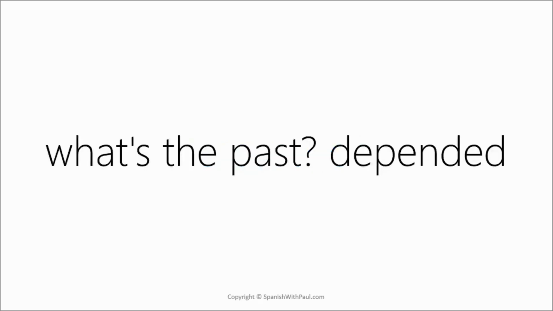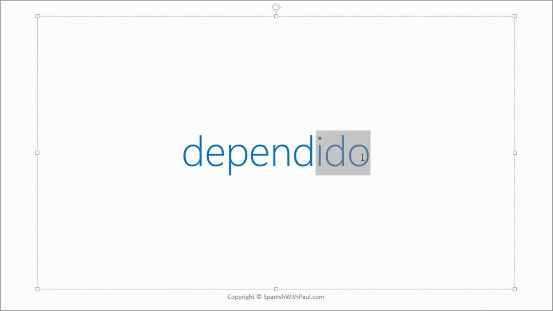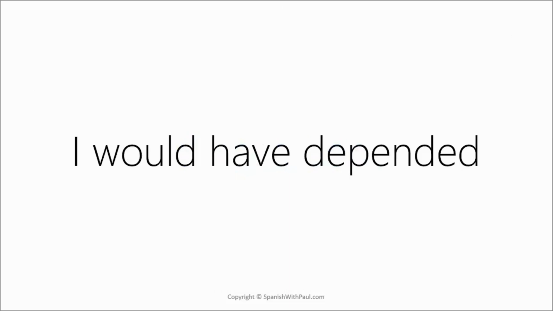So what's the past participle of that? How would you say depended? Dependido. Here we have our ido sound because it's not an AR verb. So dependido means depended. Now try to say I would have depended.